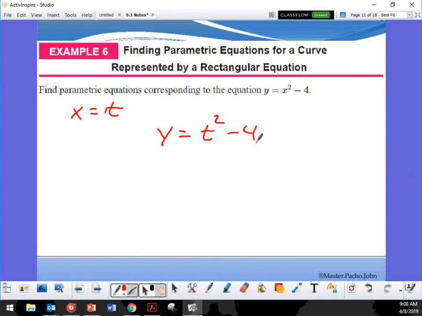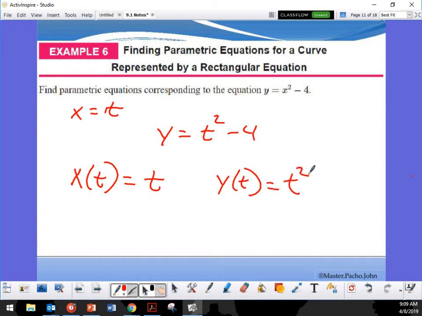I have that part, but I also have another part too, which I have to try and do. So I'm going to have a y of t, and I also have to have an x of t. Since I know that this is going to look like this, so it's going to have x, come on now, brain work. X of t is equal to t, and y of t is equal to t squared minus 4.